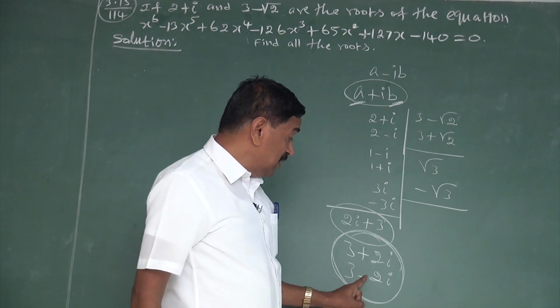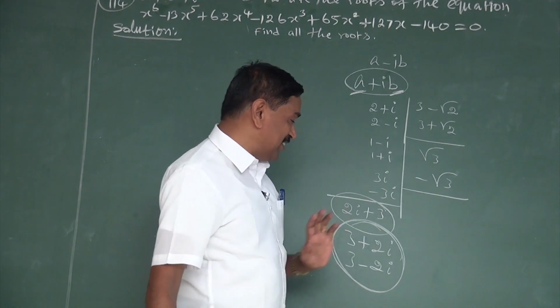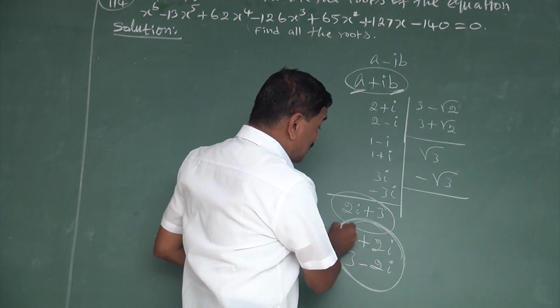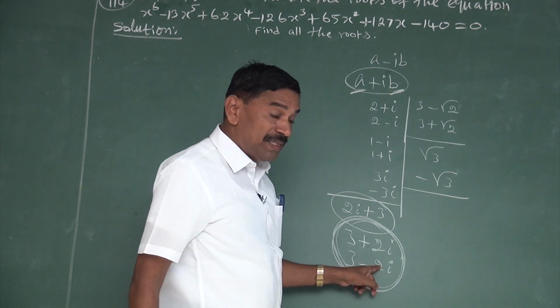Conversely, suppose 3 minus 2i is a complex number, then what is its conjugate? Very good, 3 plus 2i is the conjugate. That's the idea. Here complex roots occur in conjugate pairs. If one root is 3 plus 2i, then the other root is 3 minus 2i.